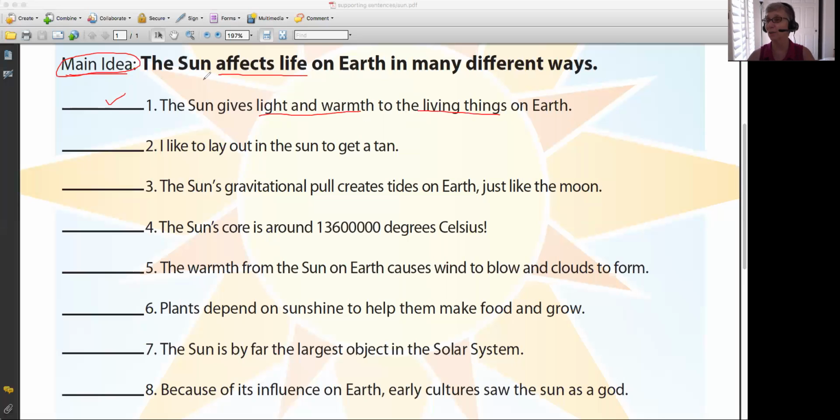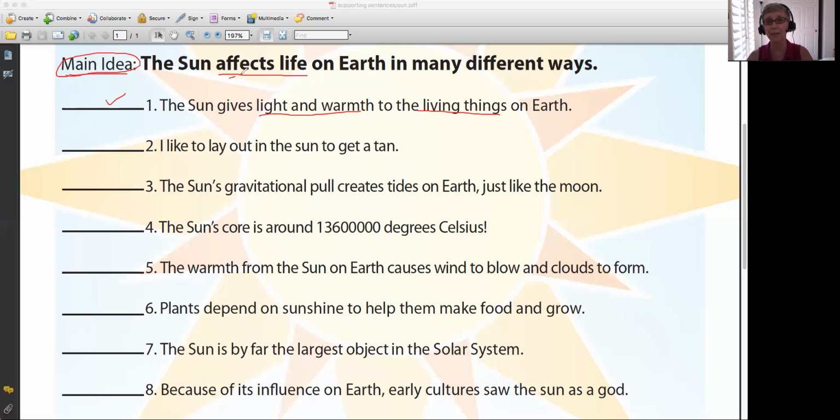All right. So now you're getting the idea, and it does take a little bit to get the idea of one. So what about this one? I like to lay out in the sun to get a tan. No. I agree with you. It does not fit. It's like talking about your shoes when you're in the middle of talking about the story about riding the bike to the store.